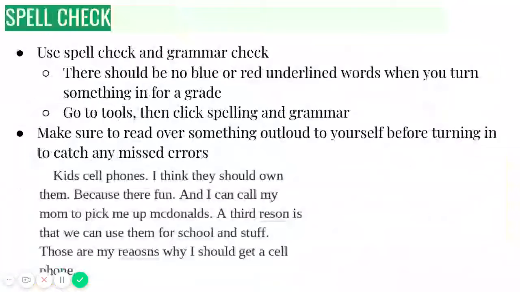You can either right click on it or go to tools and then check spelling and grammar. Now you'll notice there, the McDonald's, that is not capitalized and it didn't get flagged by spell check, but it's still a proper noun, so it needs to be capitalized. So if you read something over out loud to yourself before turning it in, you can catch any missed errors like that. And we know we've talked about it in person, where what's in your head doesn't always end up on the paper or on the computer. And if you reread it, you can make sure that those match up.